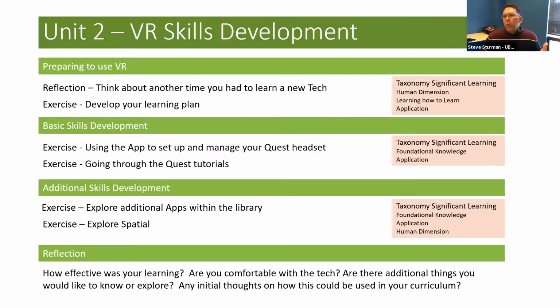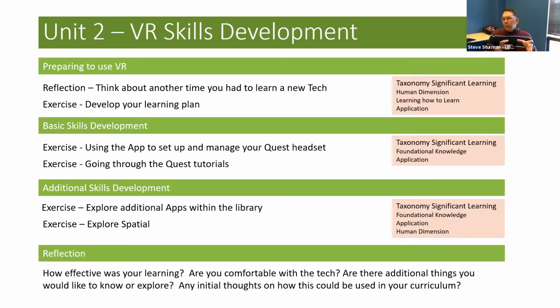In unit 2, we then get into skills development. So in this unit, this is where they're actually taking their head-mounted devices and learning how to use it. So we start with a reflection piece. You know, we want them to think about, okay, in the past I had to learn this new technology. So maybe they're thinking about, okay, I've got a new mobile phone. How do I figure out how this works?